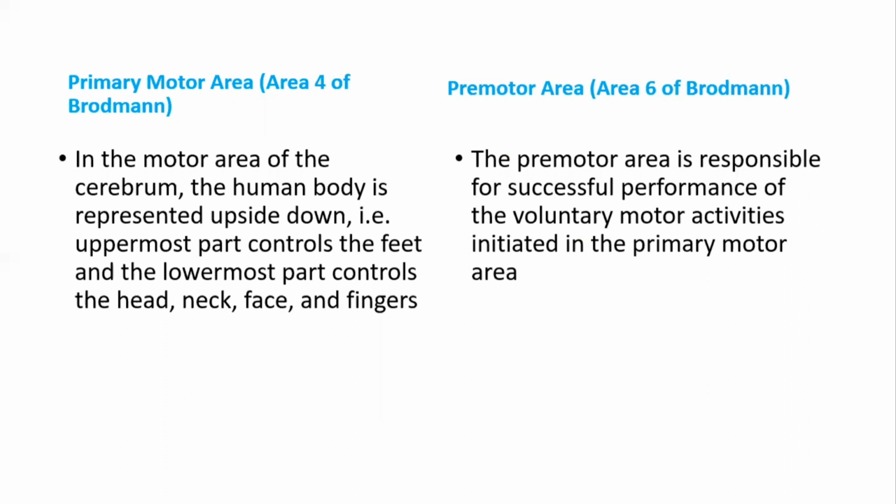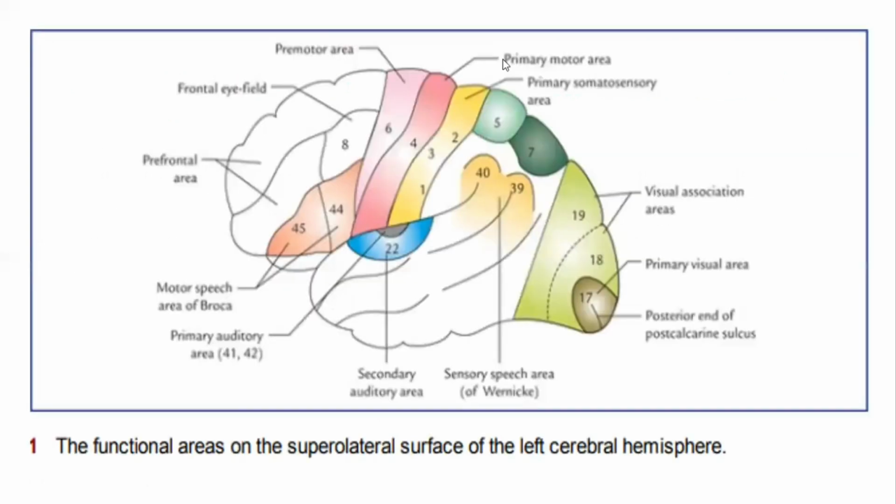In this motor area, the human body is represented upside down. The uppermost part controls the feet, and the lowermost part controls the head, neck, face, and fingers. So the superior part controls the feet. It's just the opposite way. It's coming from down to up: first feet, then lower limb, then it comes up to the trunk, and head and neck down here, then the upper limb, fingers, and hands.